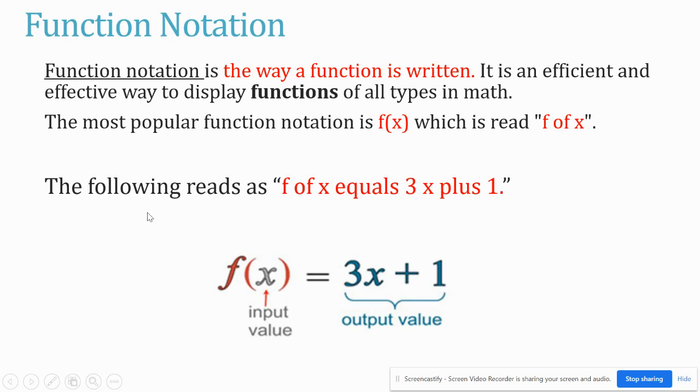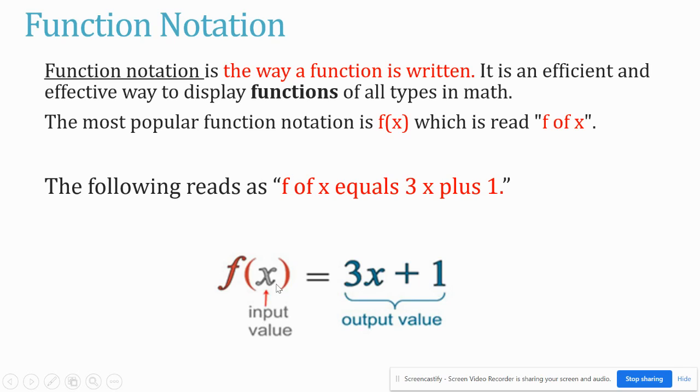So the following function reads f of x equals 3x plus 1. That's how we would read this. Remember, we are not multiplying f and x. F is just the name of the function. It doesn't represent a variable here. It's not representing anything unknown. We're not trying to solve for f. It's just the name of the function.